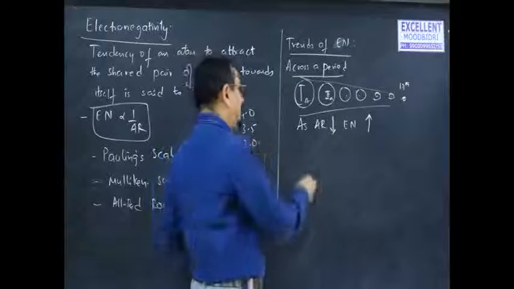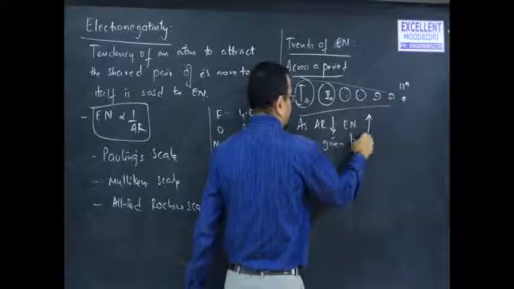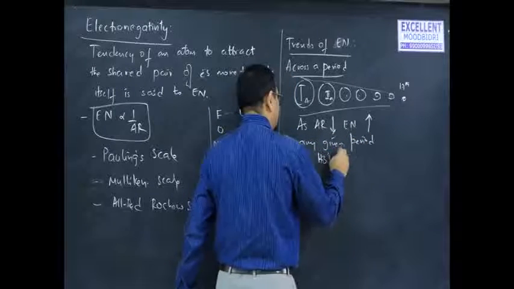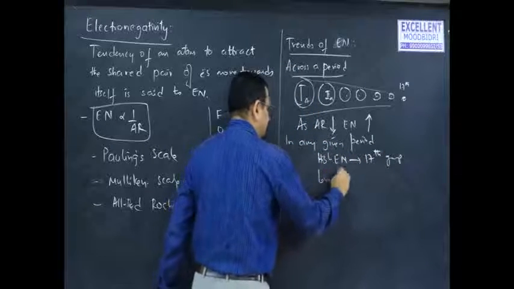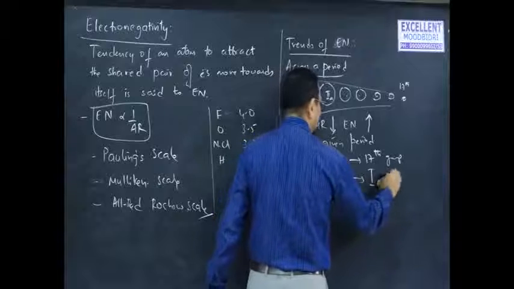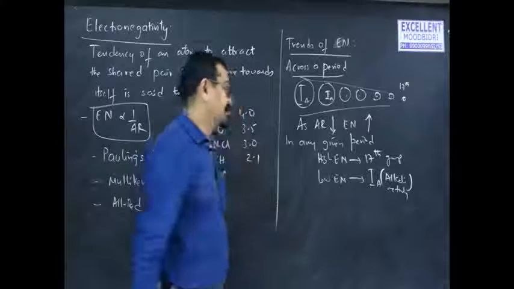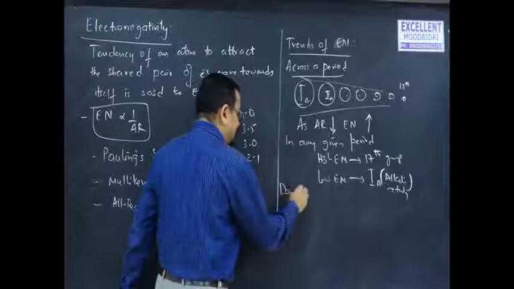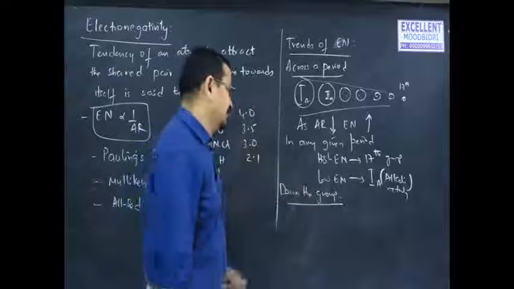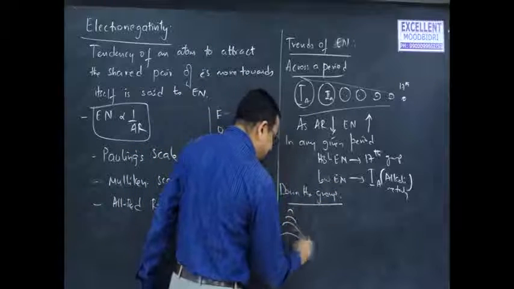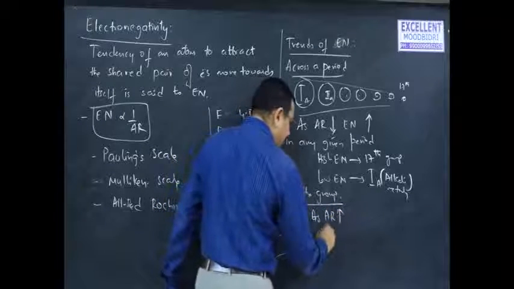Now, in any given period, high electronegativity is shown by the 17th group element, and low electronegativity is shown by the 1A group element, alkali metals. Okay. Like this we have to remember. Now, how does electronegativity vary down the group? As atomic size or atomic radius increases down the group, electronegativity decreases.